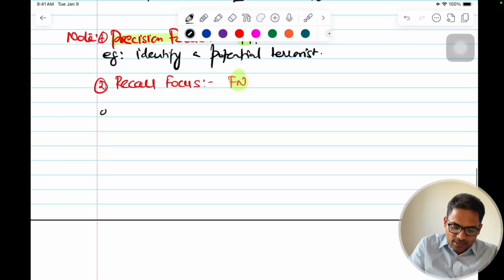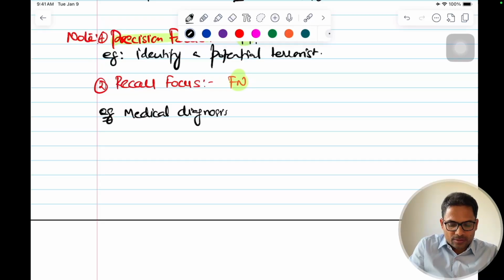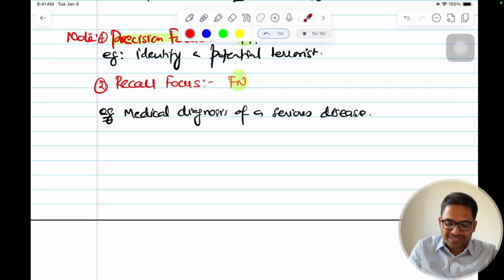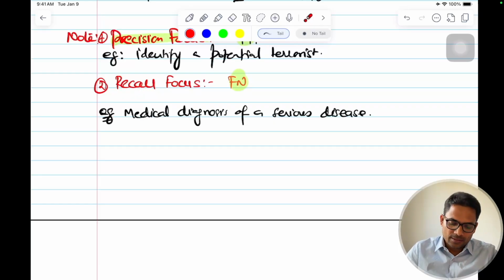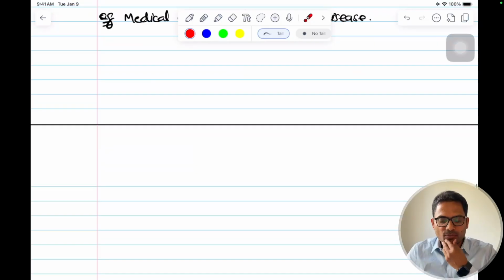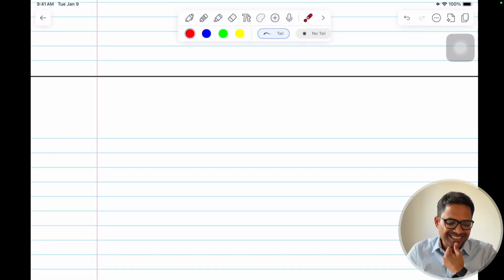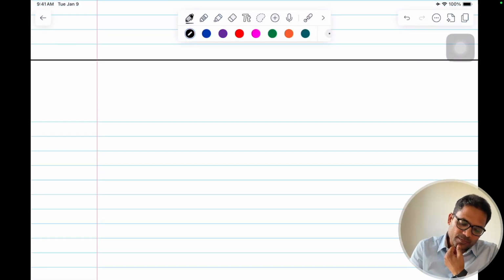So I'll give you the example. For example, a medical diagnosis of a serious disease, a medical test or a diagnosis of a serious disease. We should not falsely miss diagnosing this, any test. So that time the cost of a false negative is high, and we should focus on recall. Okay, so I hope this is clear. So let's quickly put some numbers and understand this. Let's put a problem and understand this.